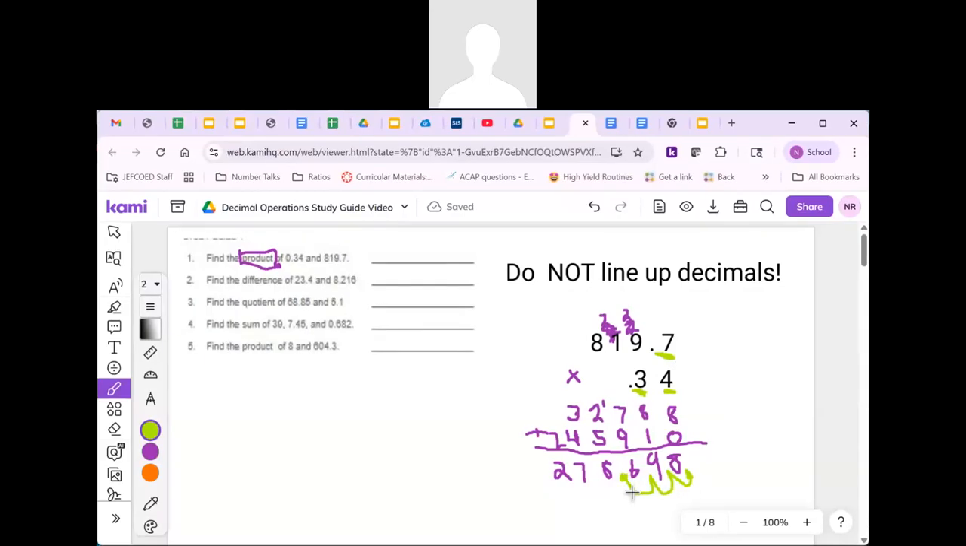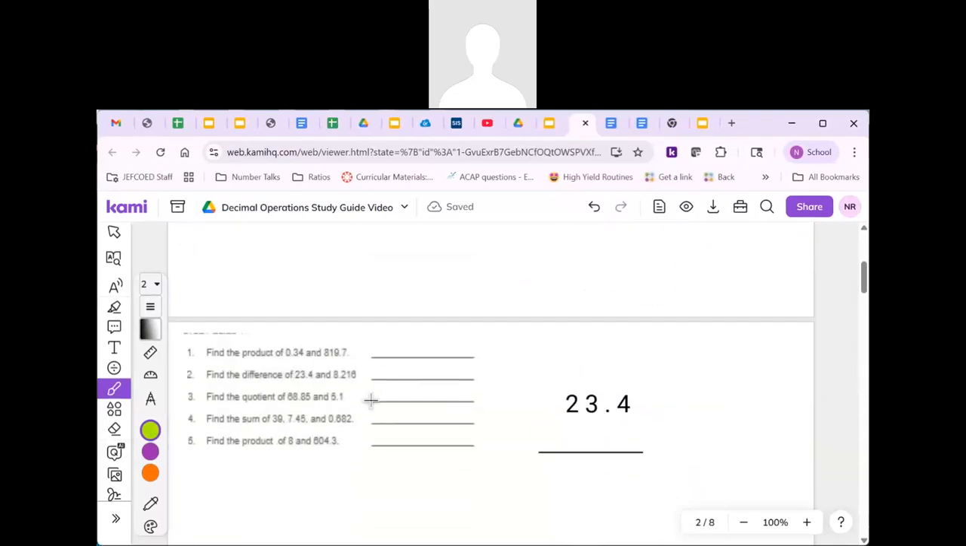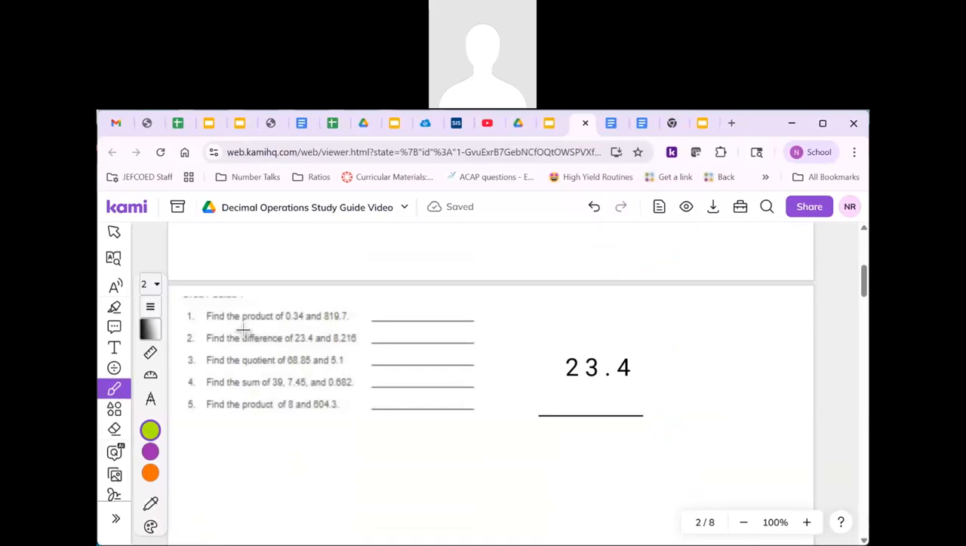Oh, I apologize. I should have told y'all the answer up front. So I will get that on the next one. I'm just going to pull up my calculator so I have it right here and I can tell you the answer on the next one. Okay, so let's go to this page. The next question says find the difference. Difference means you're subtracting.